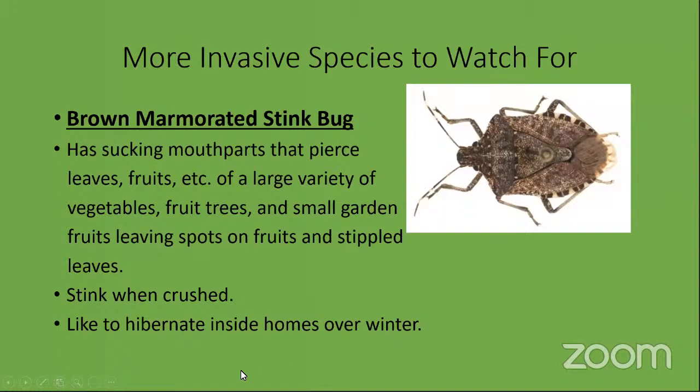Another one is called a brown marmorated stink bug. It has sucking mouth parts, again, that pierce the leaves of fruit and trees and a wide variety of vegetable garden plants and that sort of thing. They stink when crushed, hence their name, and they like to hibernate inside over winter.